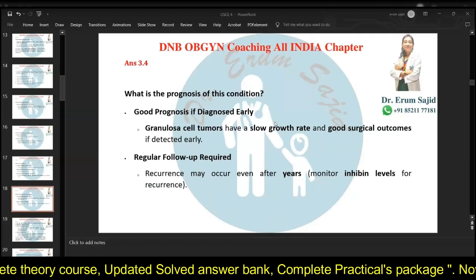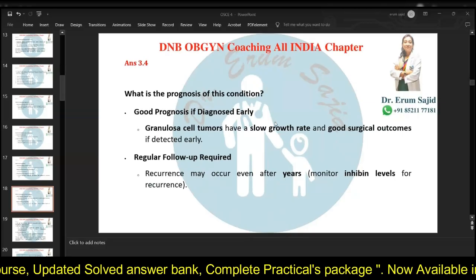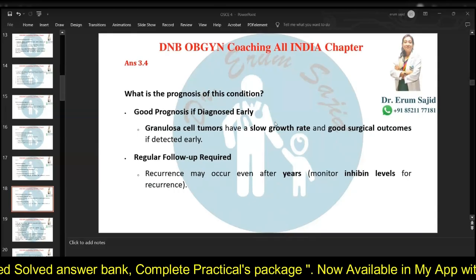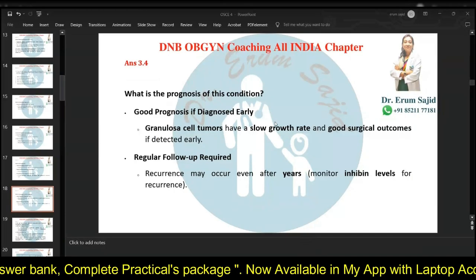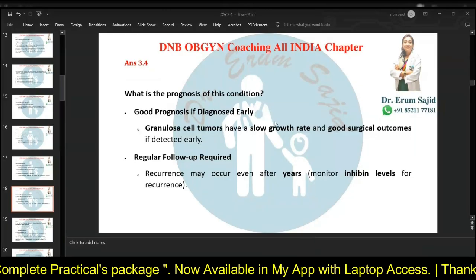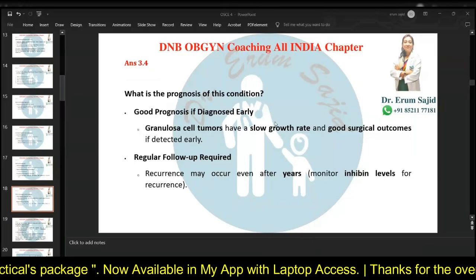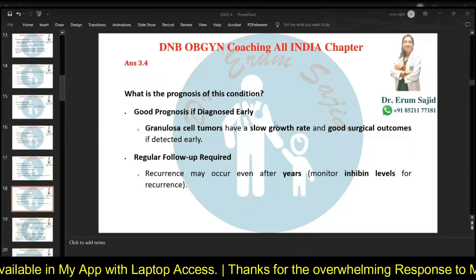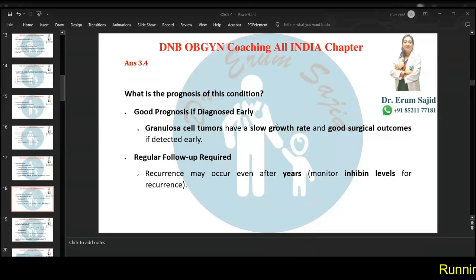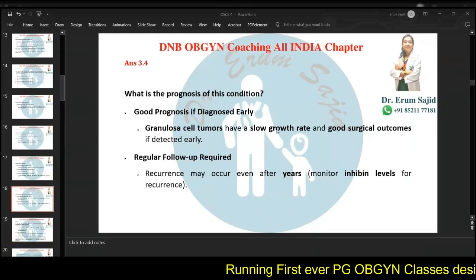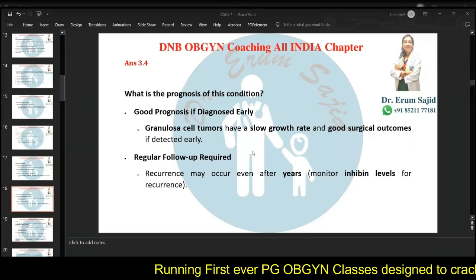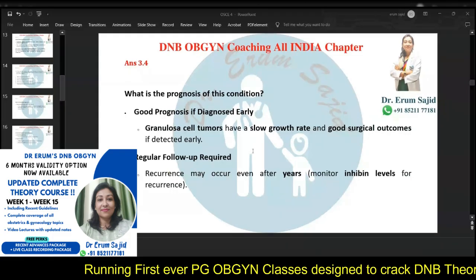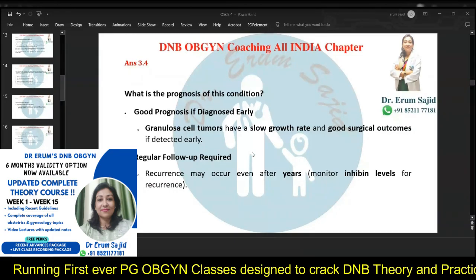Prognosis is usually good if it's diagnosed early. Regular follow-up is required, and usually it's 3 to 6 months for the first 2 years, then at least 6 months for the next 2 years, and after that, yearly for life. But that's mostly for carcinoma. For germ cell tumors, it could be 3 to 6 monthly for 2 years, and again 6 months for the next 2 years, and then maybe yearly for 5 years. That you can say. There was one thing which I wanted to tell you. Usually granulosa cell tumors have a very slow growth rate and good surgical outcome.